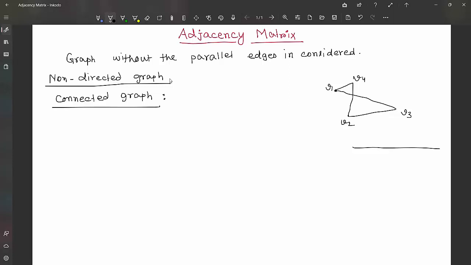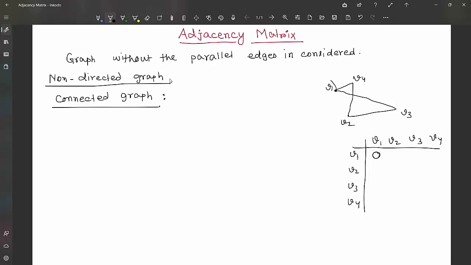So here to calculate the adjacency matrix, we will take the vertices V1, V2, V3 and V4 in the row and column. In every position we will take the vertices. So column wise we will take the vertices, and also row wise we will take V1, V2, V3 and V4. And after that we will put 1 if there is an edge between these two vertices, V1 and V1, V1 and V2, and if there is no edge, then we put here 0. So that means here you can see that in between V1 and V1 there is no edge, so we will put 0.